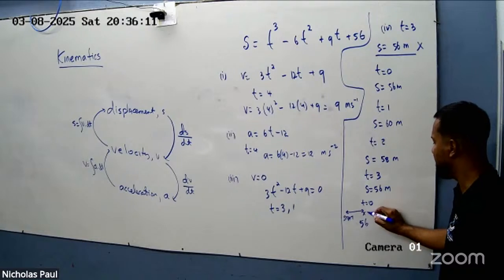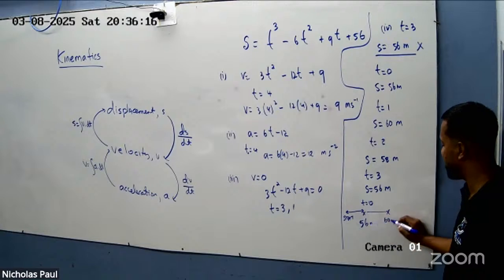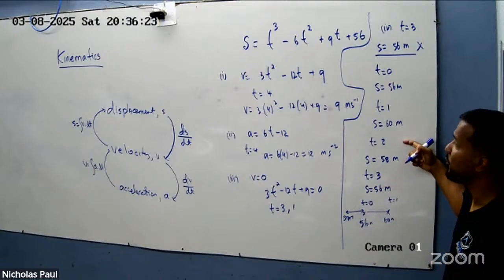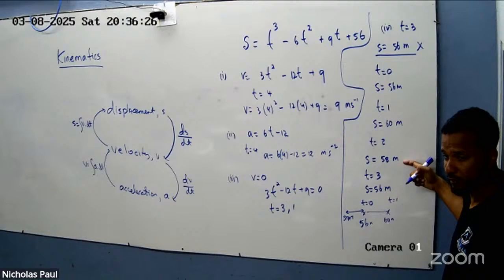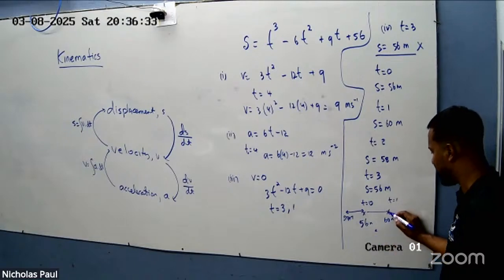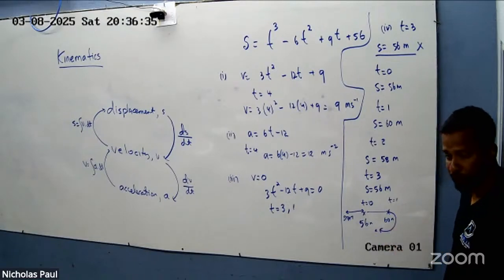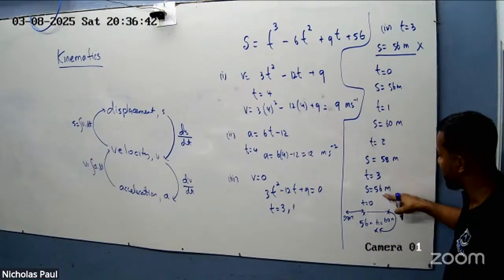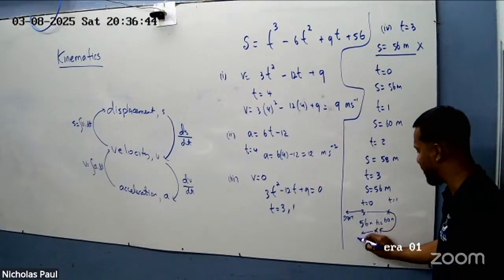And then in 1 second, he reaches 60. All this is meters. But then when he's at 2 seconds, he's at 58 meters. So 58 meters means he went back somewhere here. So he went back like this. He went back to 58 when t is equal to 2. And then when t is equal to 3, he went back to the 56 meter mark.